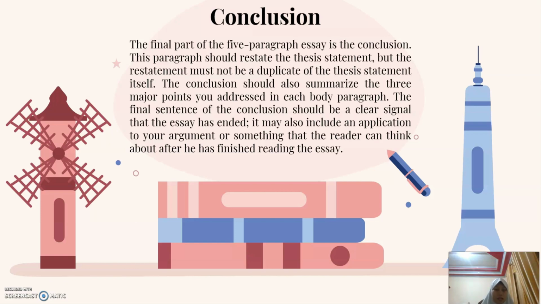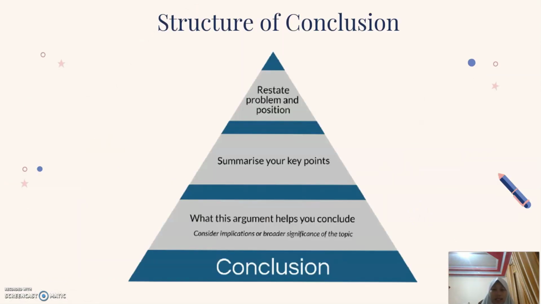It may also include an application to your argument or something that the reader can think about after he has finished reading the essay. So this is the structure of the conclusion. This structure will help you to make a conclusion in writing an essay. At the top is restate the problem and position. In the middle is summarize your key points. And the last, what this argument helps you conclude.